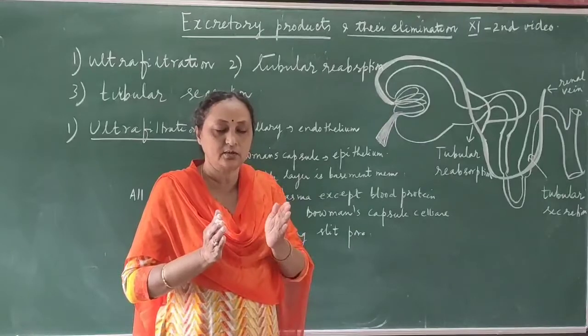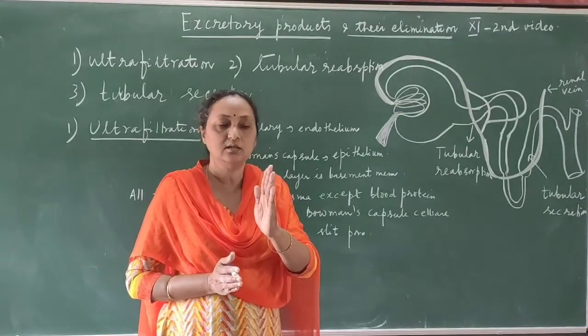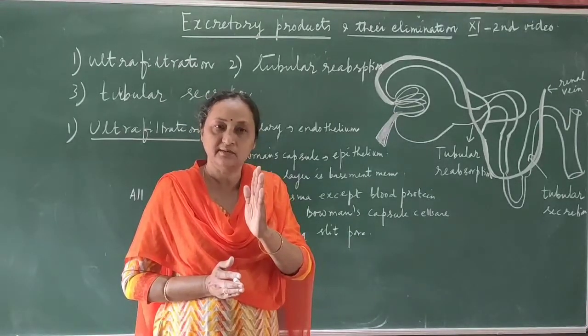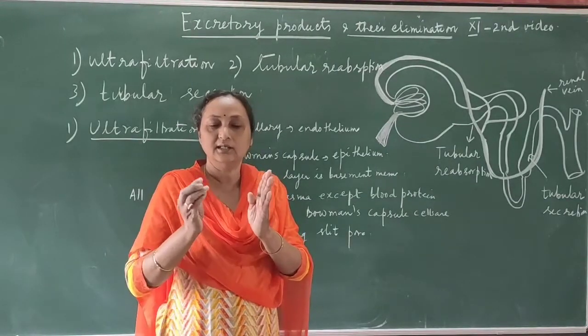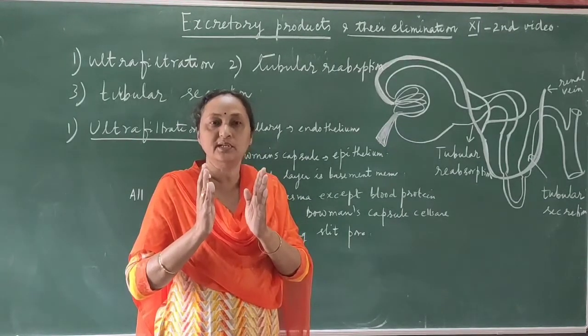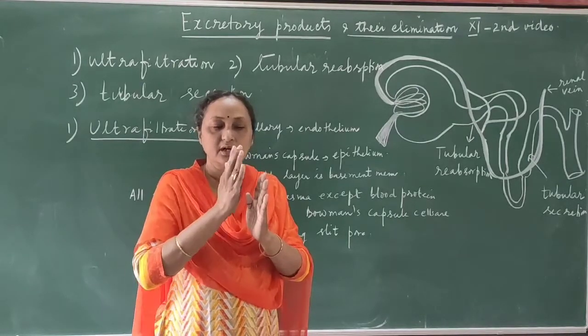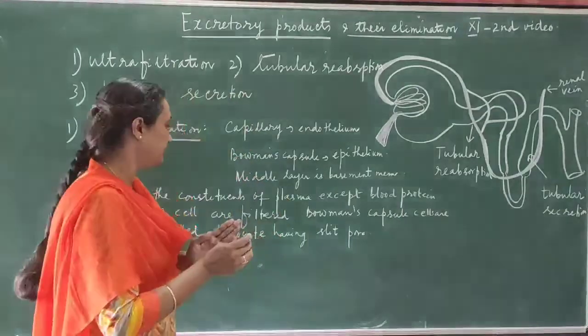और ये जो फिल्ट्रेशन हो रहा है, now this is the wall of the blood vessel and this wall is called the endothelium and this is the epithelium of the Bowman's capsule. ये दोनों के बीच में और एक मेम्ब्रेन है जिसको हम बोल रहे हैं बेसमेंट मेम्ब्रेन.